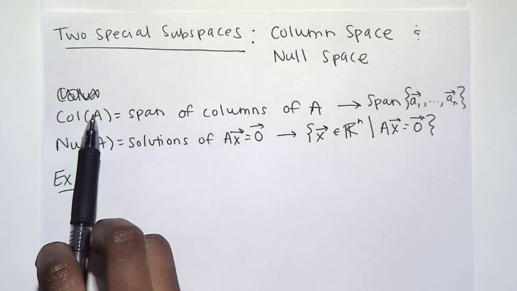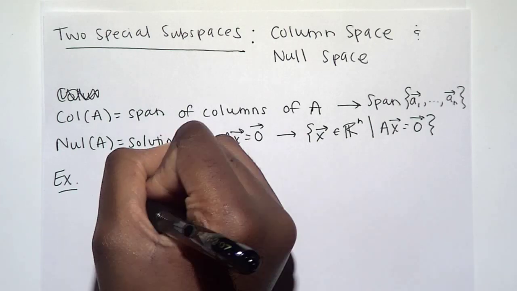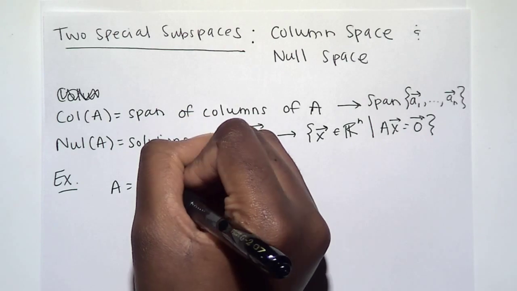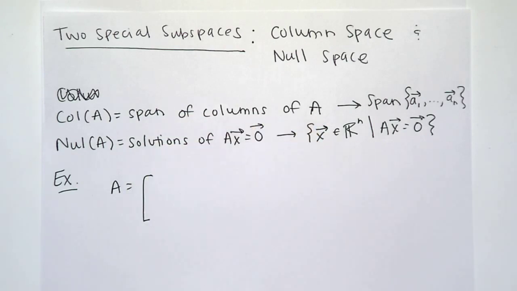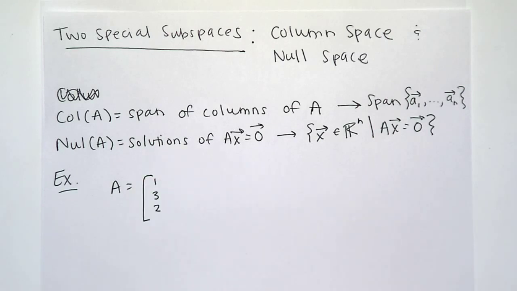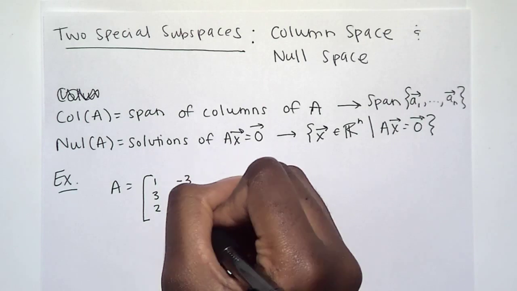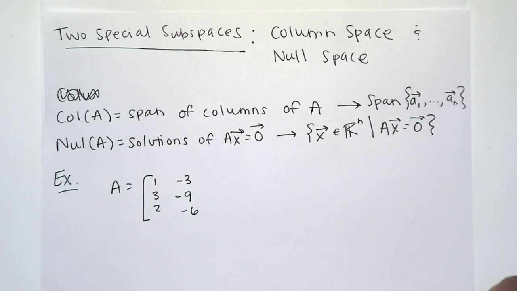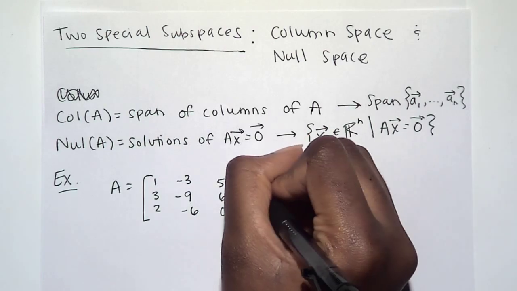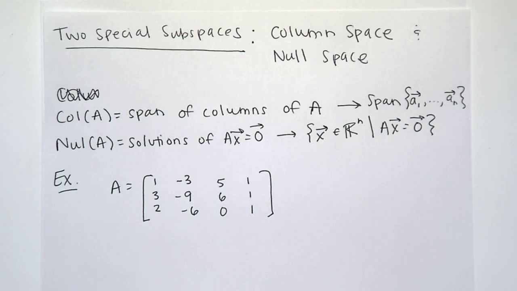Let's look at a matrix A. We're going to find the column space and null space of our matrix A. So A is a 3x4. Down my columns, I got 1, 3, 2; -3, -9, -6; 5, 6, 0; and 1, 1, 1. So this is the matrix A.